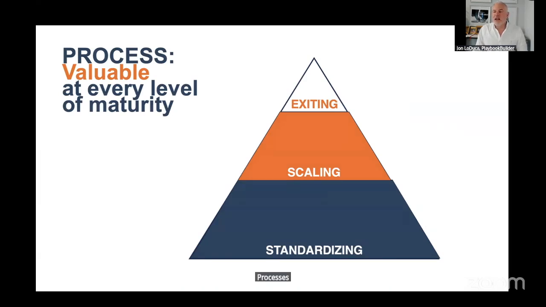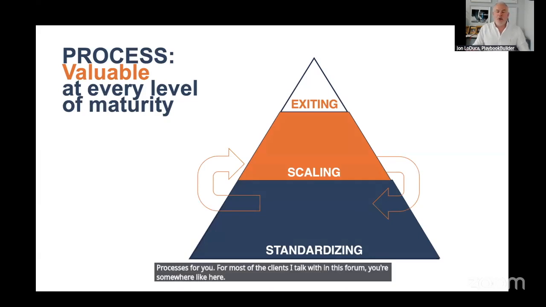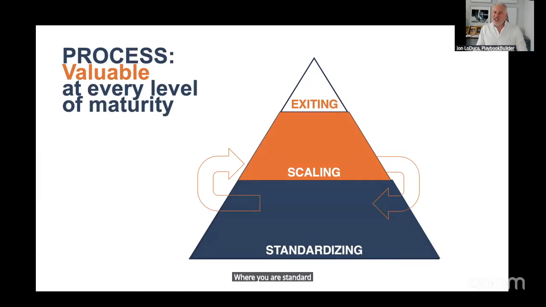For most of the clients I talk with in this forum, you're somewhere like here, where you are standardizing and then you go, let's go, and then you start to scale. And then what happens is you say, oops, we broke something, and you go back to standardizing. Don't be put off by the dynamism of that. It's totally normal. It's what you should expect. But process is valuable at every level of maturity in the business, and it spells real economic benefits, which you probably have heard me talk about.